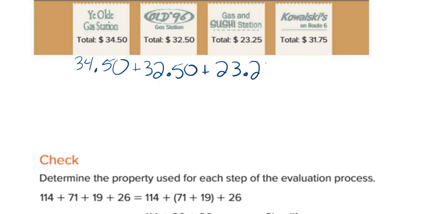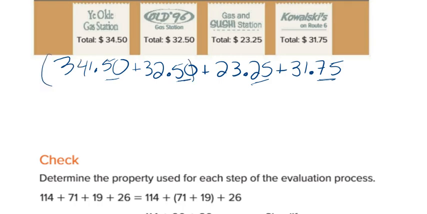So he has a total of $34.50 for this first one. For the second one, so we would add, because we're trying to get a total, it's $32.50. Then he has $23.25 and $31.75. Now, if I'm looking at it, how these end, those two ended with 50, and these end with 25 and 75, I would want to group them. So the associative property allows me to put in parentheses. Oops, I actually hit my eraser.